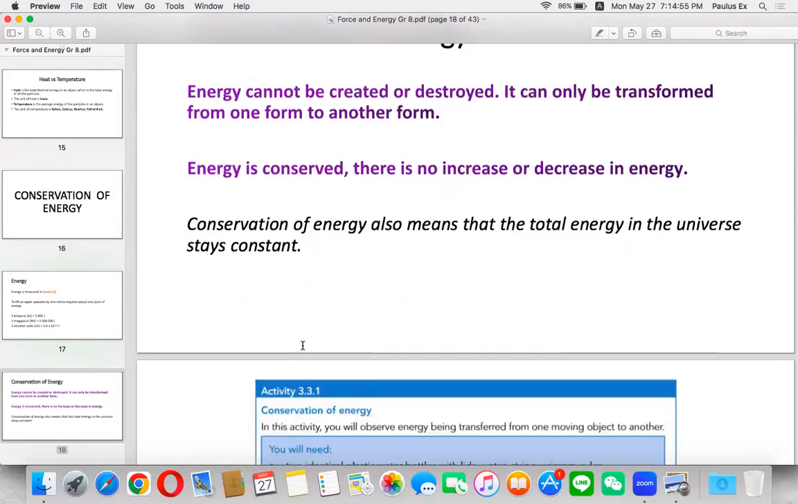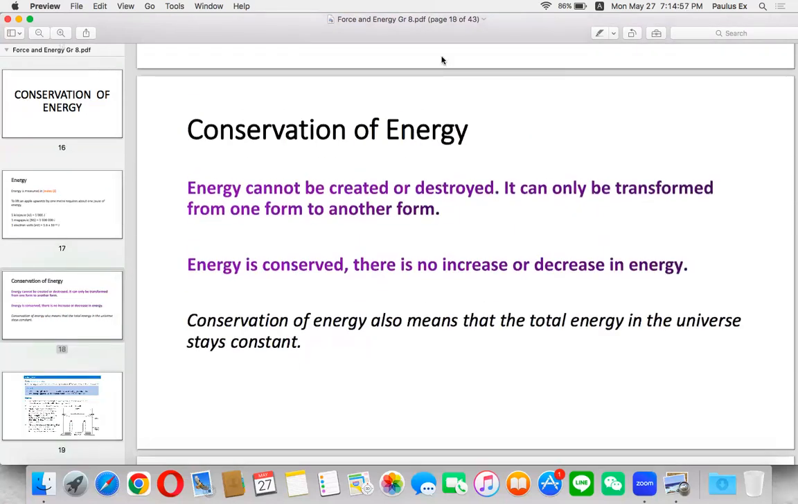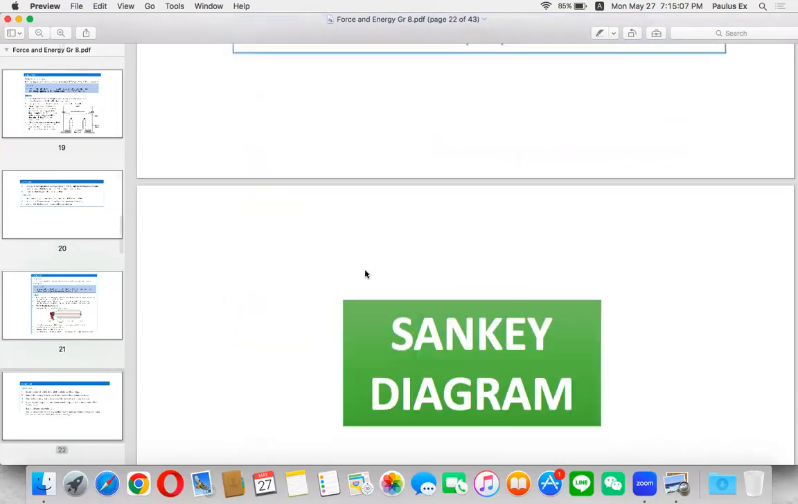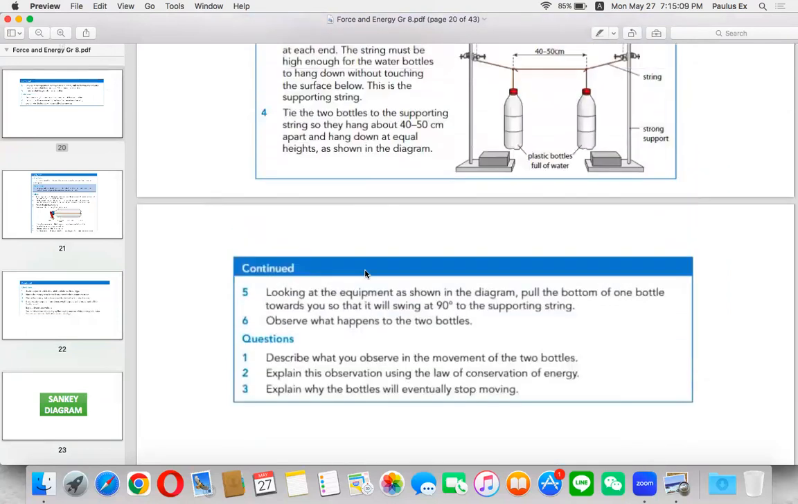And then conservation of energy. Energy cannot be created or destroyed. It can only be transformed from one form to another form. Okay, and then this is the experiment.